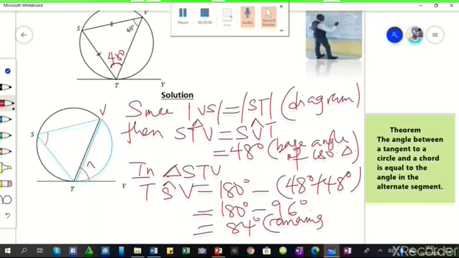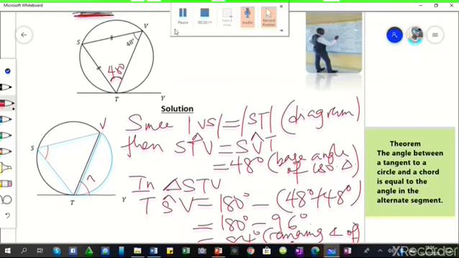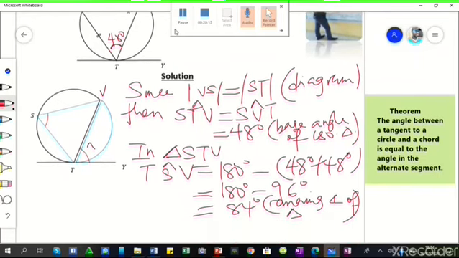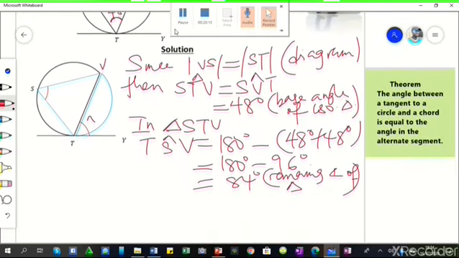This reason is just the remaining angle of triangle, the remaining angle of that triangle STV. Moving ahead with the question, we can therefore conclude, because we have already said that once we know the size of this angle in the alternate segment, automatically we have the size of the angle we are required to find.